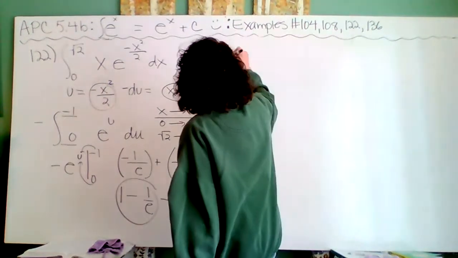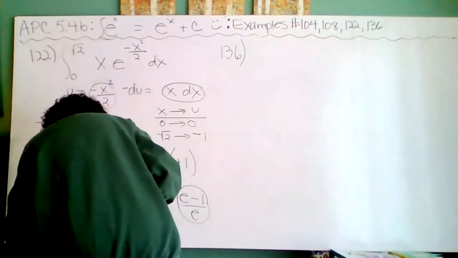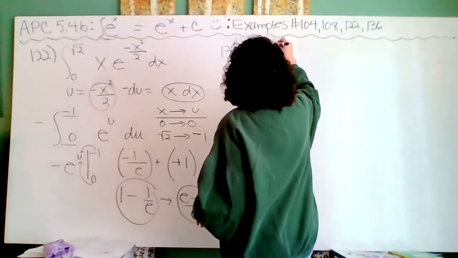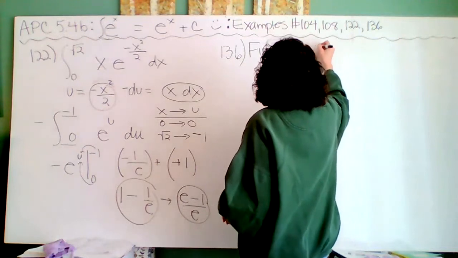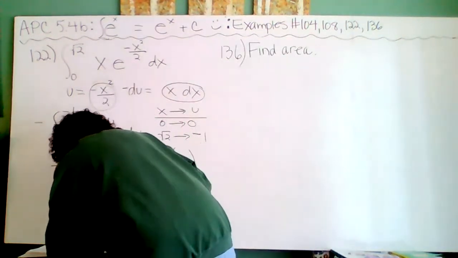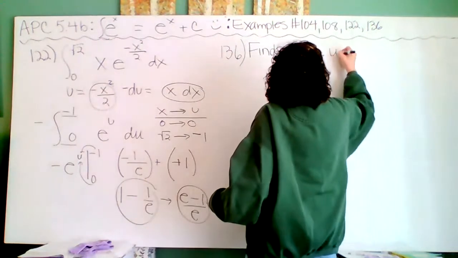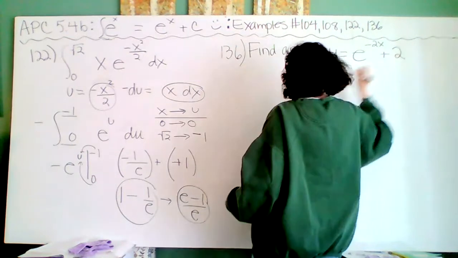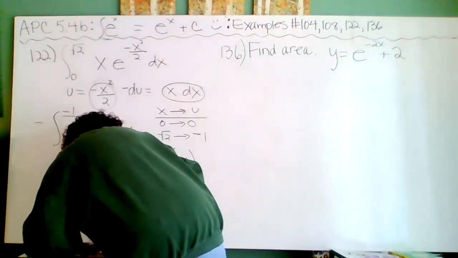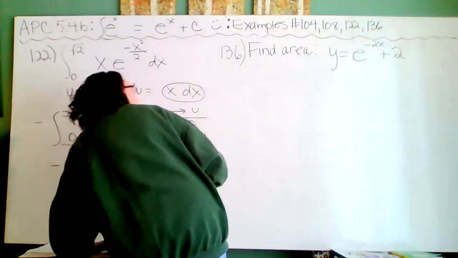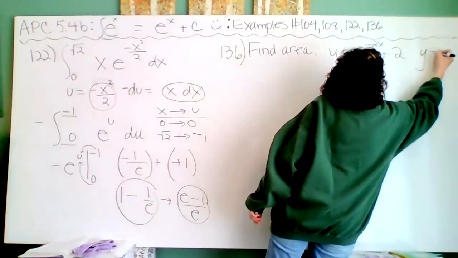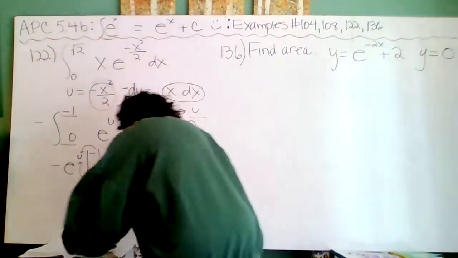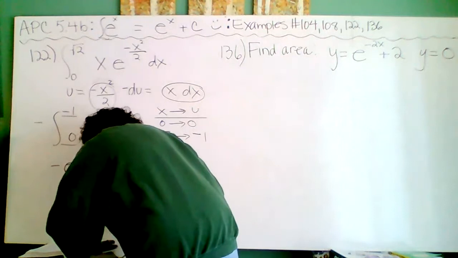136. On 136, they say find the area bounded by y equals e to the negative 2x plus 2. Let me check that. Make sure I wrote that right. I did. y equals 0, that is the x-axis, and x equals 0, and x equals 2.